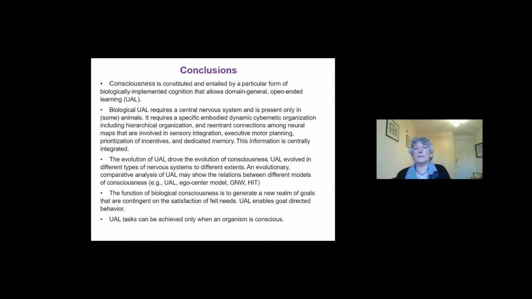So this is the first thing. The second thing is that it's very important to understand that we're talking about unlimited associative learning as an evolutionary marker. We're not saying that an animal that doesn't display the UAL but has the architecture of UAL will not be conscious. Ontogeny does not recapitulate phylogeny. A baby has the UAL architecture. It has the ability to integrate sensory things. It has the ability to form maps. It has a dedicated memory system. And all these things are active.